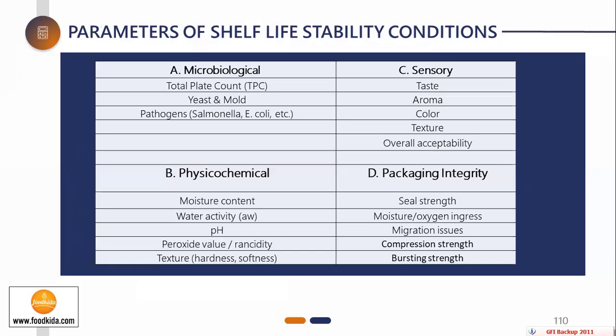So basically these are the parameters which we need to monitor. For micro, it's TPC, yeast and mold, pathogens, Salmonella, E. coli should be absent. Then you got sensory tests: aroma, color, texture, overall acceptability. These are in general, and might be applicable to all the products. Physicochemical: moisture content, water activity, pH, peroxide value for rancidity, especially with high fat products, and also millets because they contain some amount of oil.